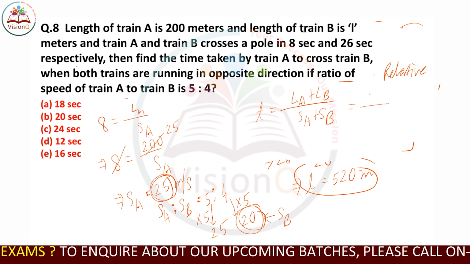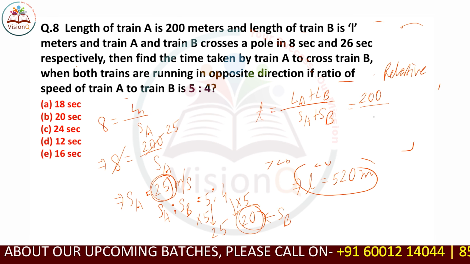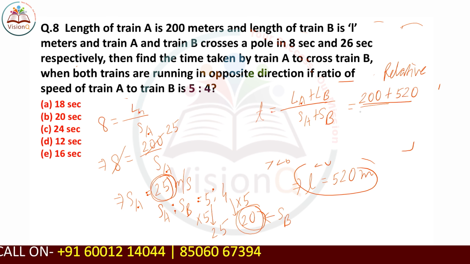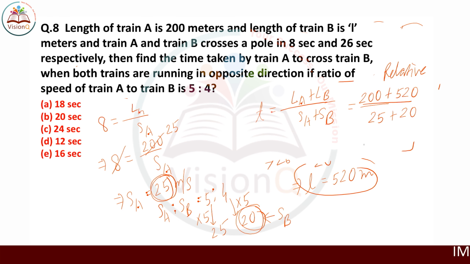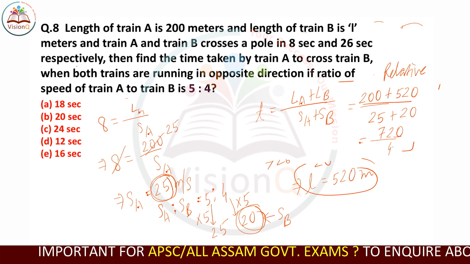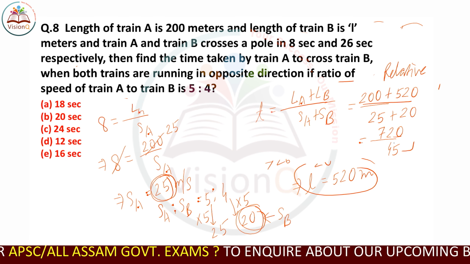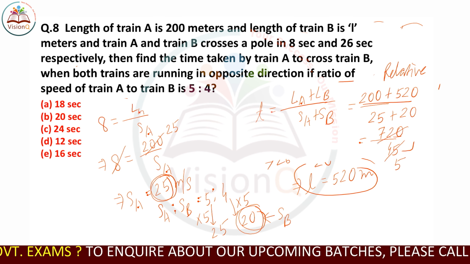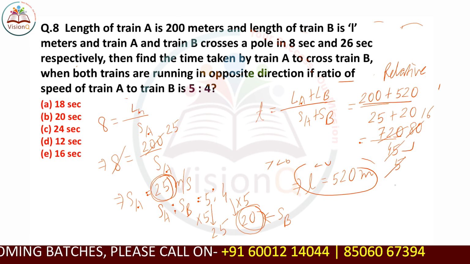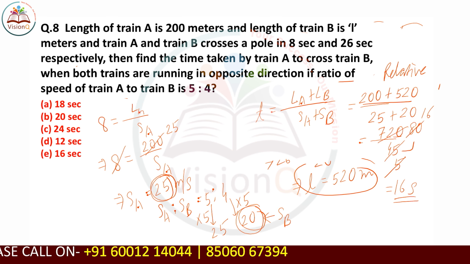So, length of A is 200 meters. Length of B, just found out, is 520 meters. Divided by speed of A plus speed of B. The speed of A is 25 and speed of B is 20. So, just try to find out the answer from here. 200 plus 520 is 720 and 25 plus 20 is 45. Now, 9 is common in both of them. 9 5s are 45, 9 8s are 72. Then 5 16s are 80. The right answer is 16 seconds. So, option number E is the correct answer of question number 8.